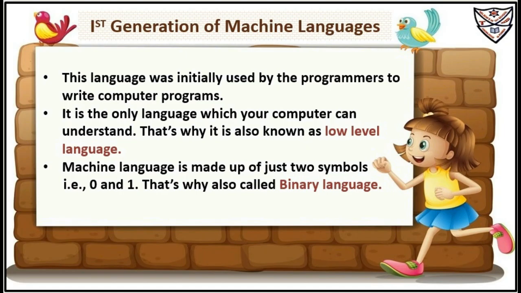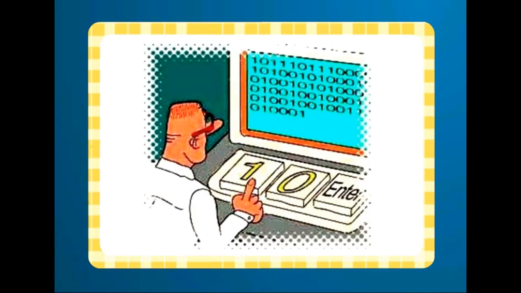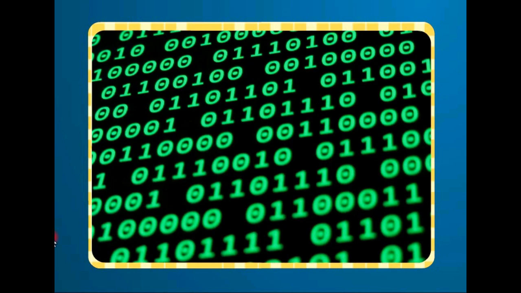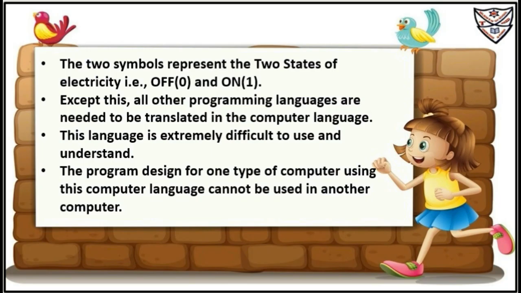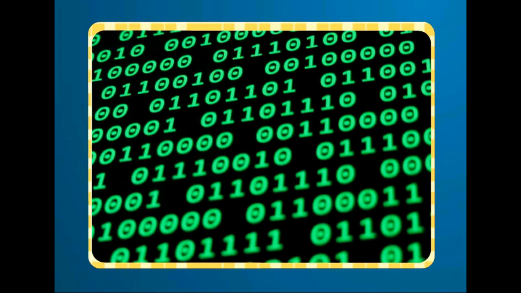First generation or machine language. This language was initially used by the programmers to write computer programs. It is the only language which our computer can understand. That is why it is known as low-level language. Machine language is made up of just two symbols, that is 0 and 1. That's why it is also called binary language. These two symbols represent the two states of electricity, that is off, 0, and on, 1.